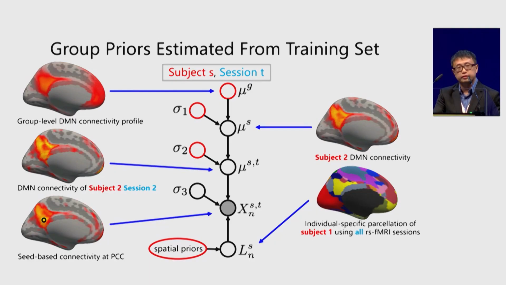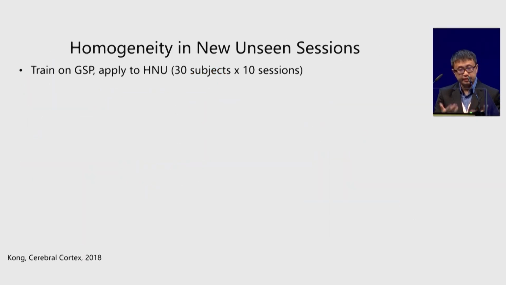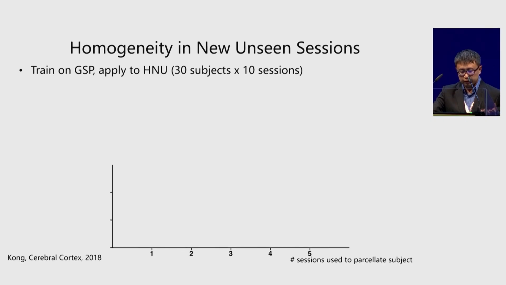So we're going to fit all the variables in red from multi-session data, and the nice thing is that once we have fitted the data, we can apply it to a new subject with a single session from a new data set, which is exactly what Ruby did here. She learned a model on the Genomic Superstruct Project data, and she applies it to the HNU data. The HNU data has 30 subjects, 10 sessions. This allows us to look at how much the parcellations improve as we increase the number of sessions, from 1, 2, 3, 4, 5.